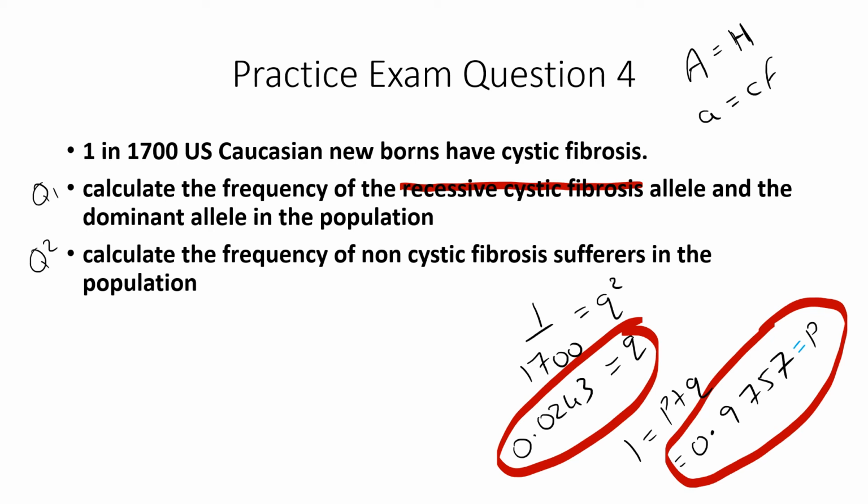Part 2 is calculate the frequency of non-cystic fibrosis sufferers in the population. What we would then have to do is the calculation for P squared and 2PQ. If we put those numbers in, so we square P, then we add in 2 times P times Q, which is 2 multiplied by the 0.9757 multiplied by the 0.0243. When we add all that up, we should find the value of 0.9988.